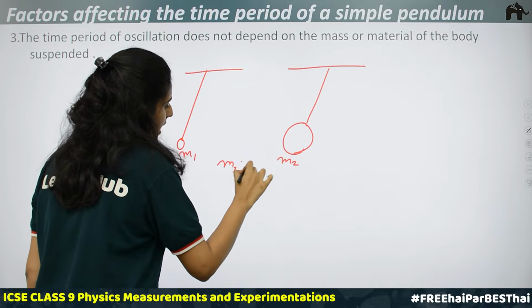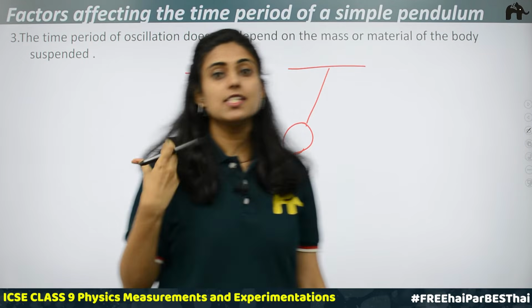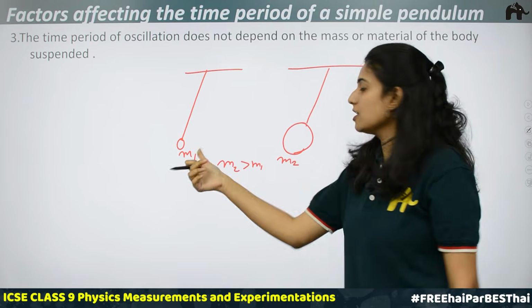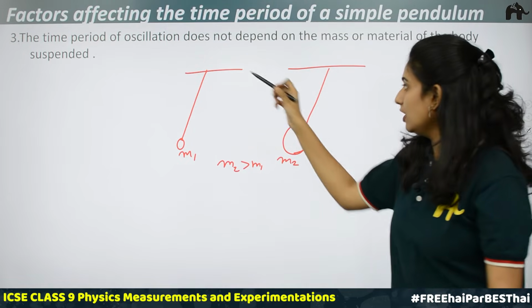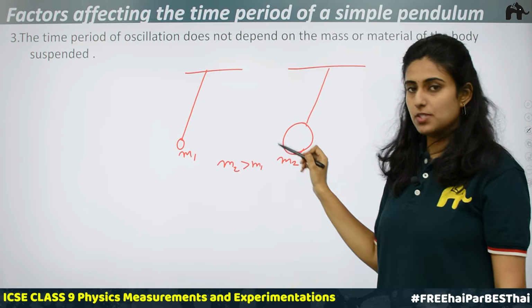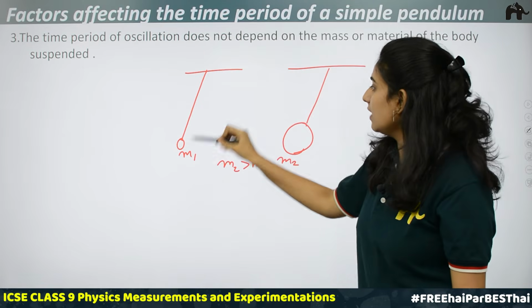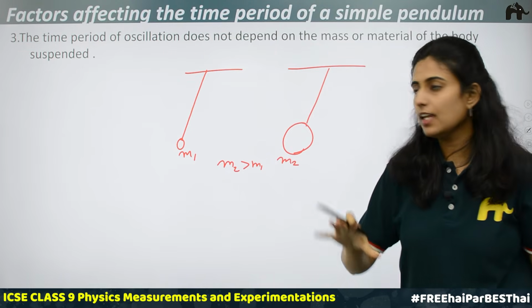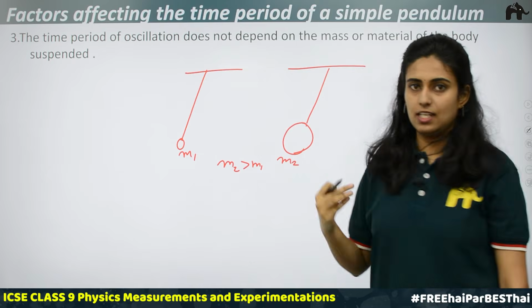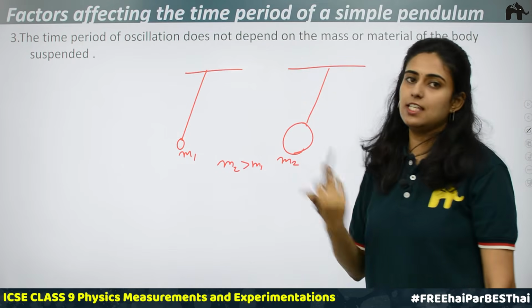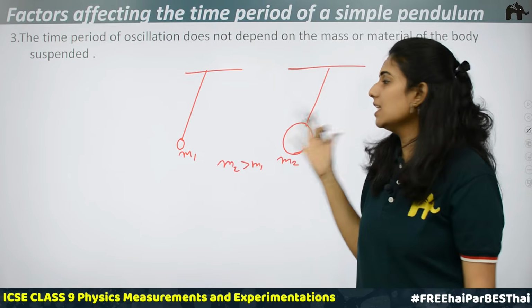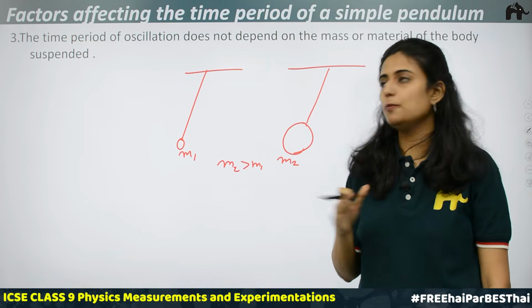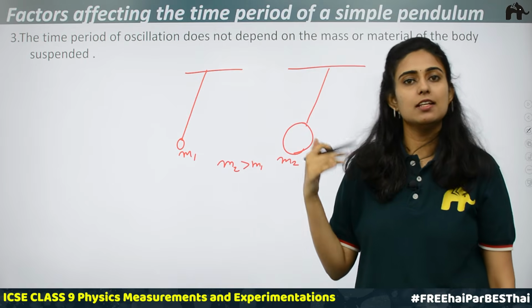m2 is greater than m1. Yes, the mass of the second pendulum is greater than the mass of the first pendulum. Still the time period is not going to change. If you are taking both the bobs, both the pendulums, of the same effective length, then even if the mass changes, there is not going to be any change in the time period. So, time period is independent of the mass or the material that is being used. Material of the bob does not make any change in the time period.